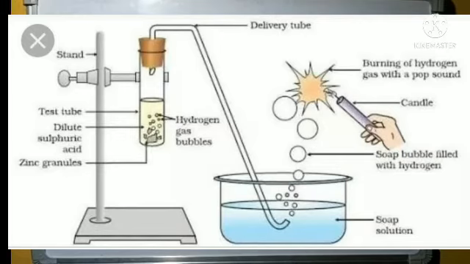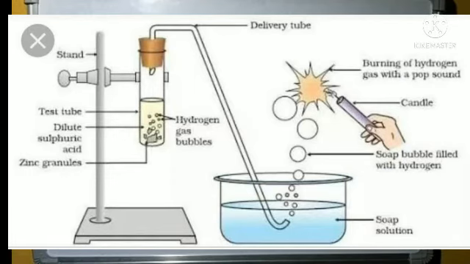So what we can conclude from the experiment is one thing: whenever any metal reacts with an acid, we will always see that hydrogen gas is produced. So what are the other things that might be produced when a metal reacts with an acid? We will have a look at it now.